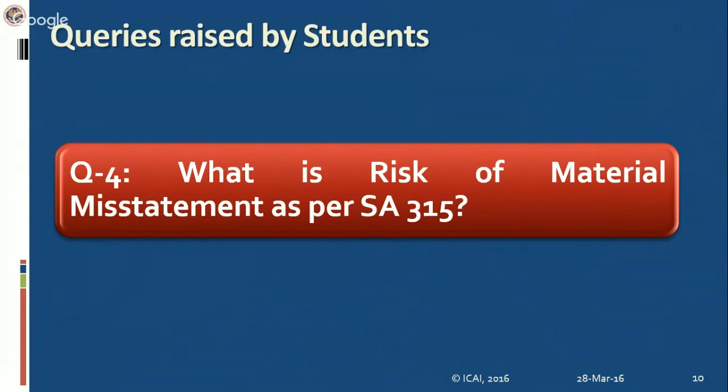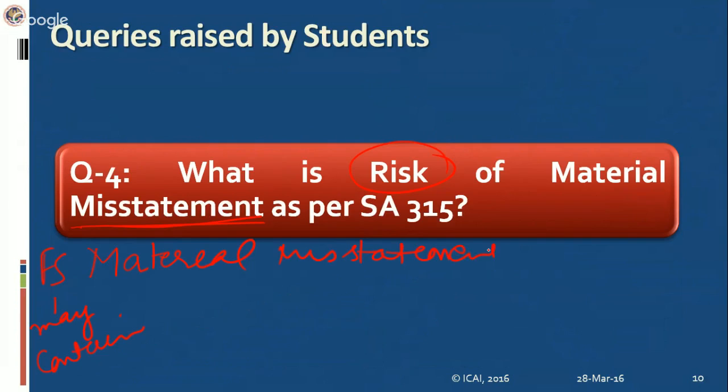Risk of material misstatement. What is the risk of material misstatement? In the last lecture I had explained, risk of material misstatement is the risk that the financial statements may contain material misstatements. It is the risk that the financial statements may contain material misstatements.